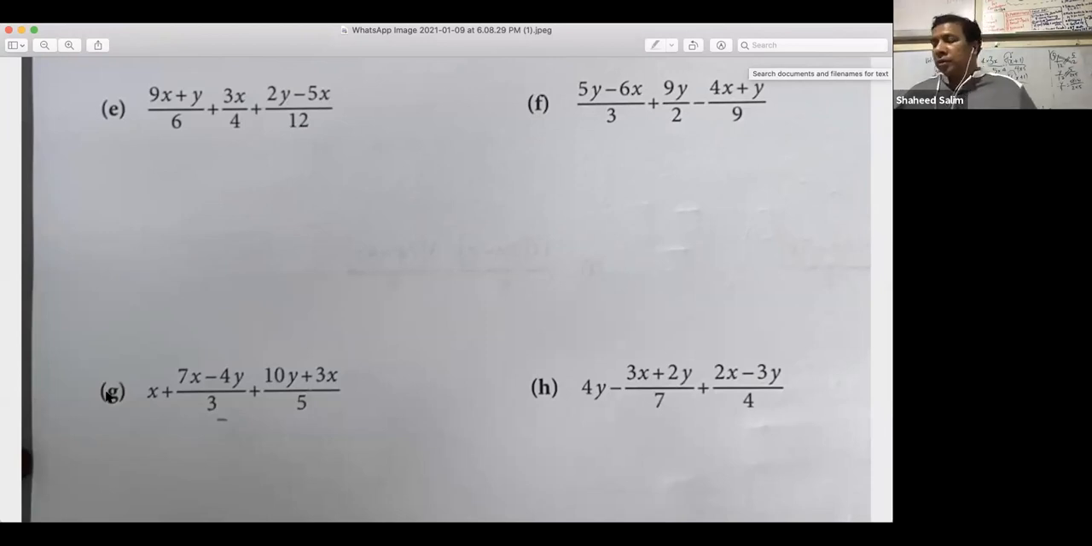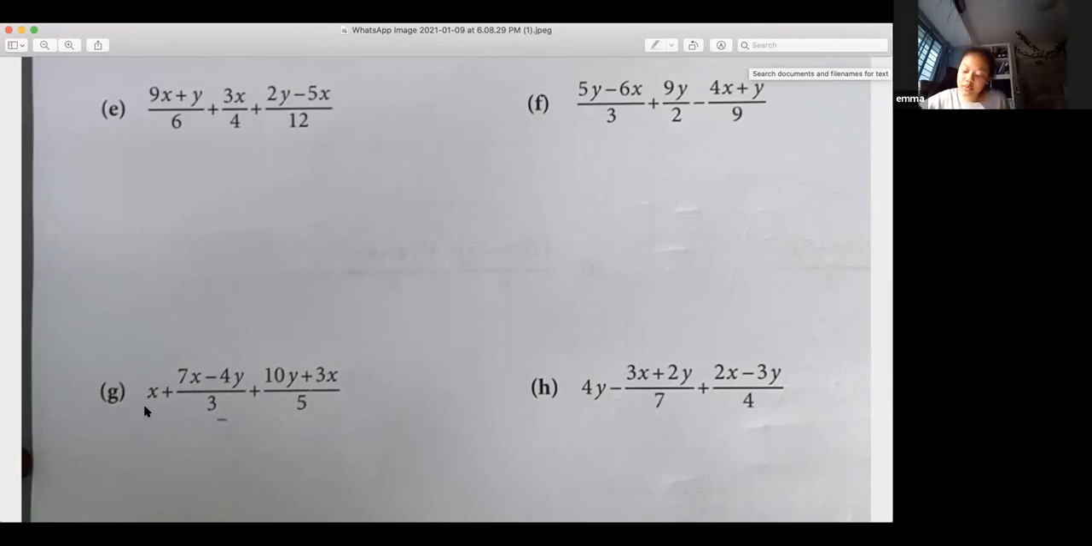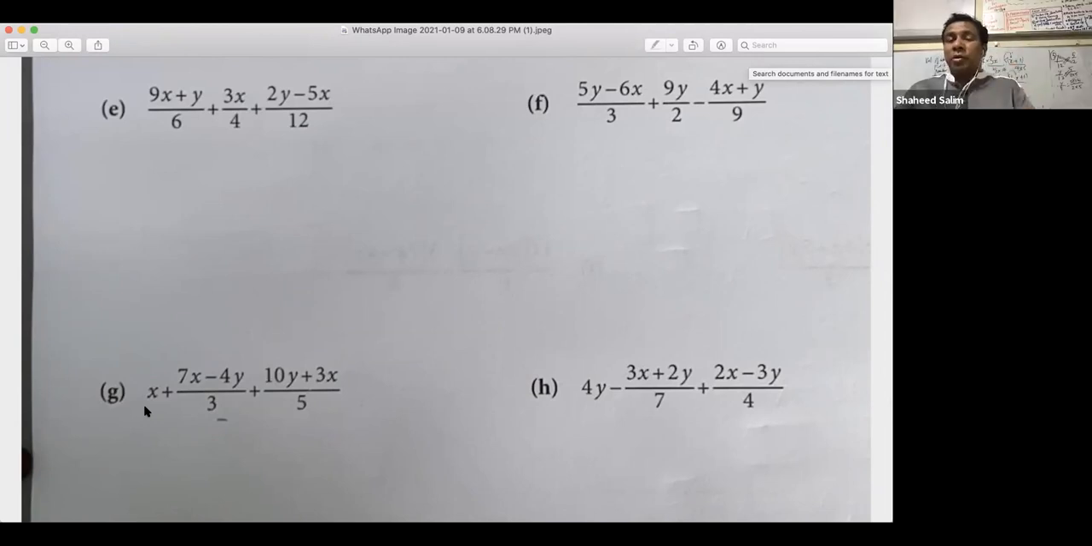Okay, we try G. Remember, x as a fraction is x over 1. So now all of them, we make them have the same denominator because the instruction says he wants it as a single fraction.